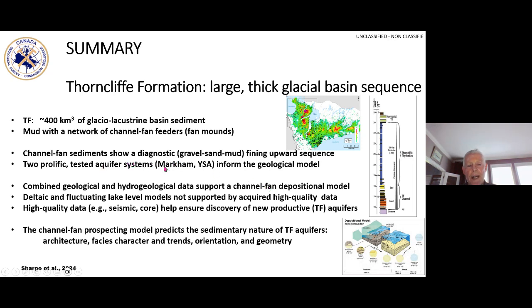There's two prolific aquifer systems that help inform the geological model with hydrological information. These combined data actually give a much better representation of the geometry of these bodies. The deltaic fluctuating lake level or base level controlled model is not supported by these high quality data. And the channel fan prospecting model predicts the sediment architecture of Thorncliffe aquifers in terms of architecture, facies character, trends, orientation, and geometry.